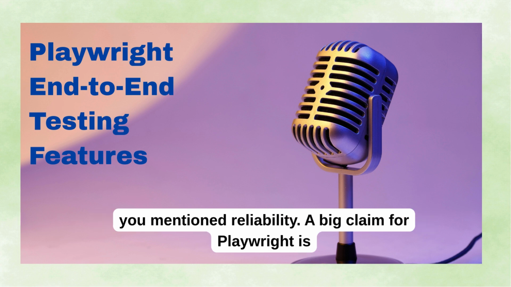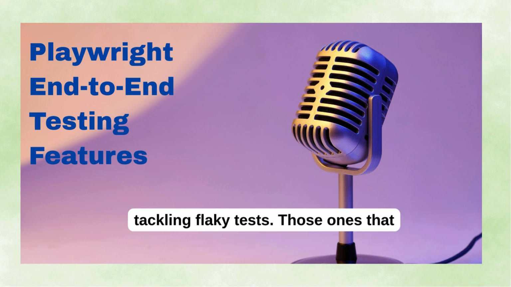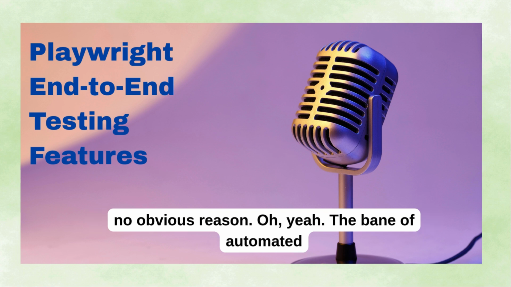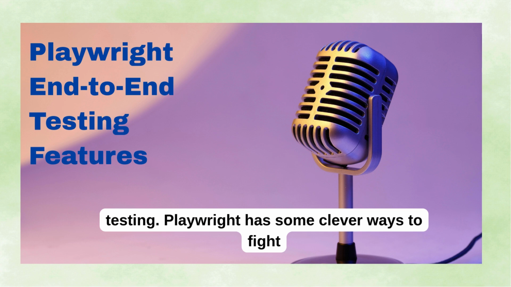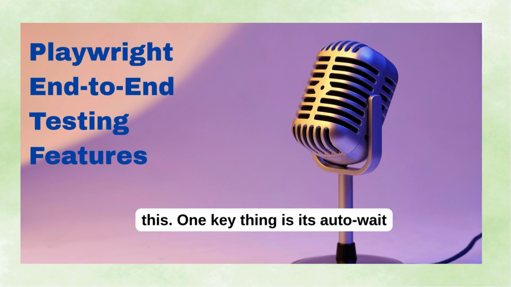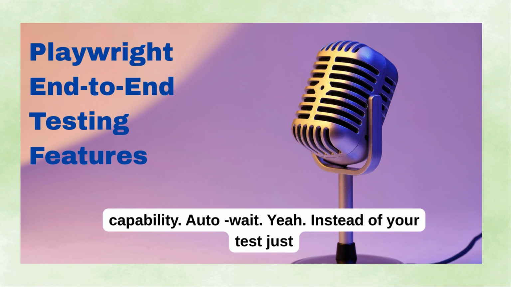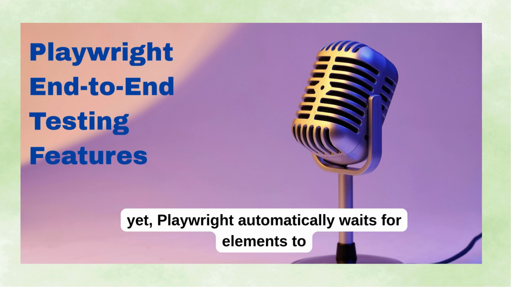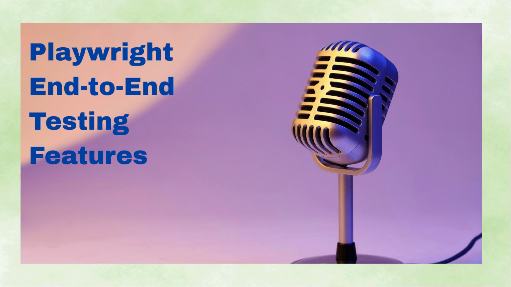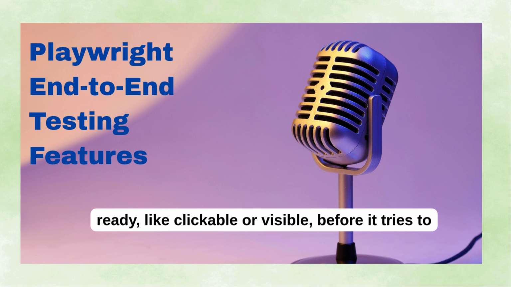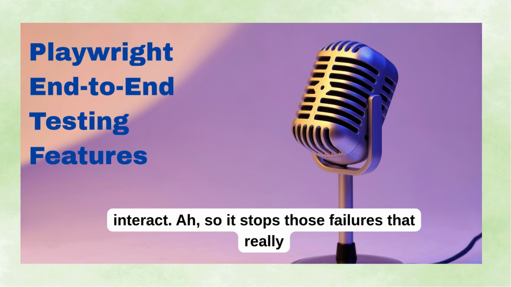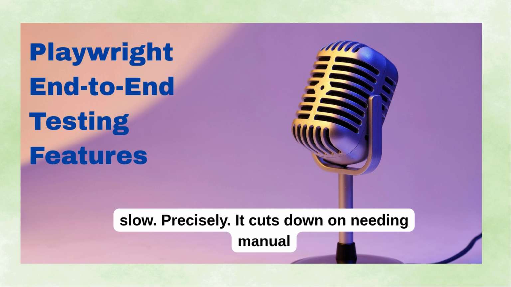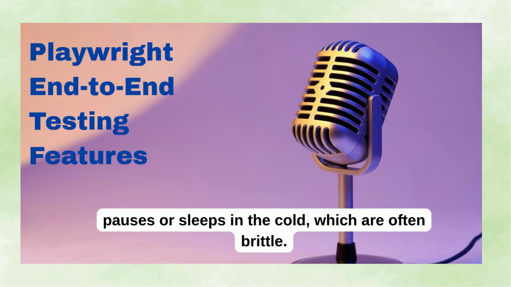Now, you mentioned reliability. A big claim for Playwright is tackling flaky tests. Those ones that just pass sometimes and fail others for no obvious reason. Oh yeah, the bane of automated testing. Playwright has some clever ways to fight this. One key thing is its auto-wait capability. Auto-wait? Yeah, instead of your test just failing immediately because maybe a button hasn't loaded yet, Playwright automatically waits for elements to be ready, like clickable or visible, before it tries to interact. So it stops those failures that are really just timing issues, because the page was a bit slow. Precisely. It cuts down on needing manual pauses or sleeps in the code, which are often brittle.